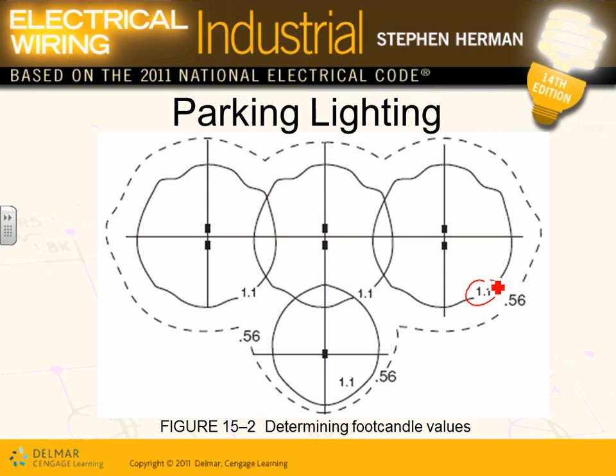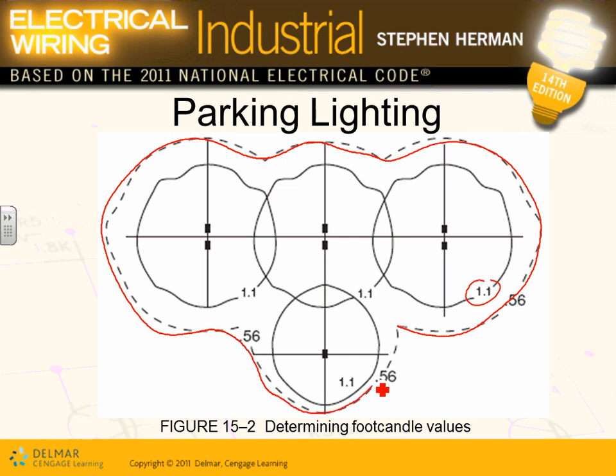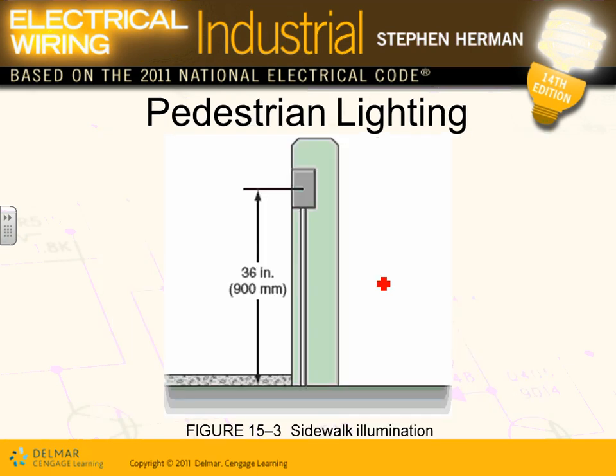0.5 is the perimeter. Here's another minimum. I don't know if around all the fixtures that they want to maintain. They want to see 0.56 here. Every time they intersect each other, if you guys remember what we did, they add each other's up. We did a lot of calculation last semester on adding the foot candle coming from different fixtures.